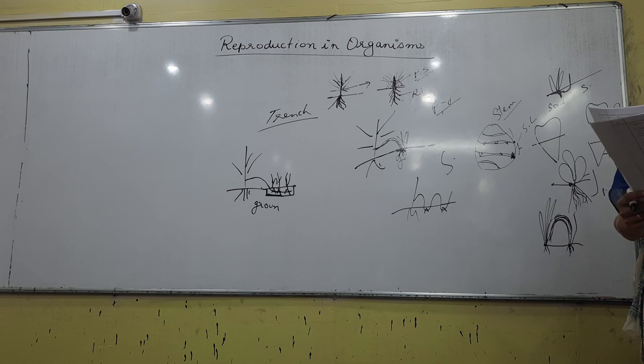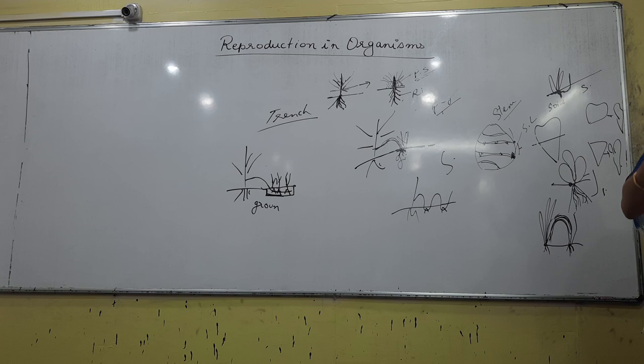Out of the different types of layering, the question has been asked about mound layering itself, right? Or tip layering, for example. Mound layering, read the sentence: the shoot is pruned and its lower part is covered by soil. Pruned means what? What is pruning? Cutting the apex, that is called pruning.